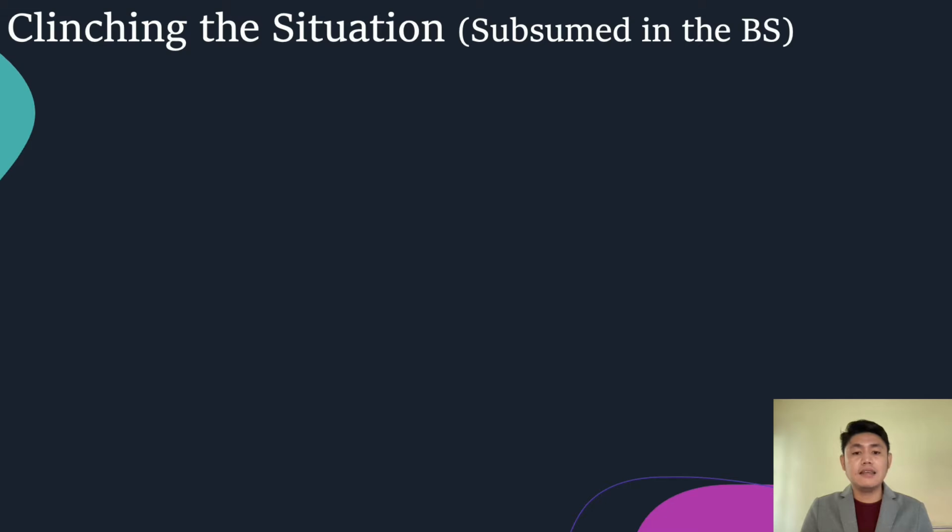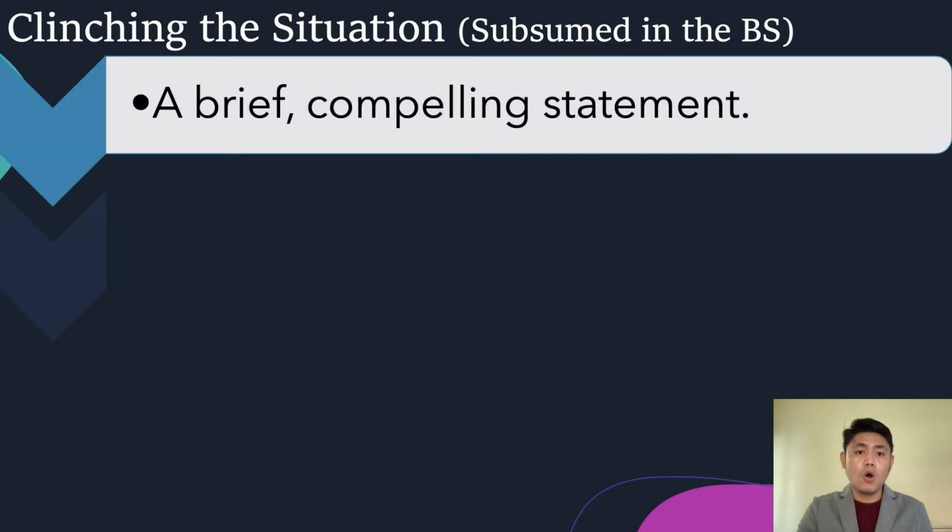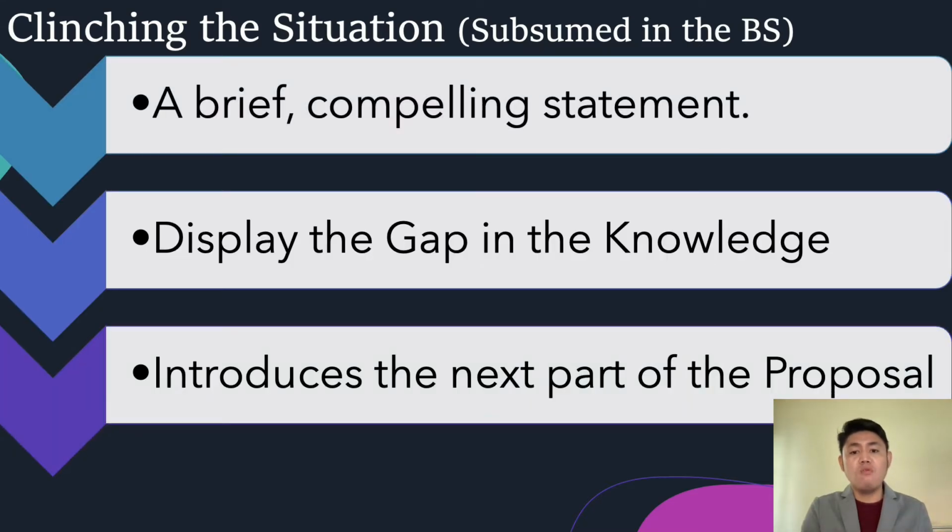Now, after presenting the justifications why you need to conduct the study, and after presenting the different results of your related literature, you also have to clinch the situation or present a general overview of why you need to conduct the problem. This means that you have to state the general problem or the gaps in the knowledge that you have discovered during your review of related literature and present the general reasons why you are conducting that study in one cohesive paragraph.